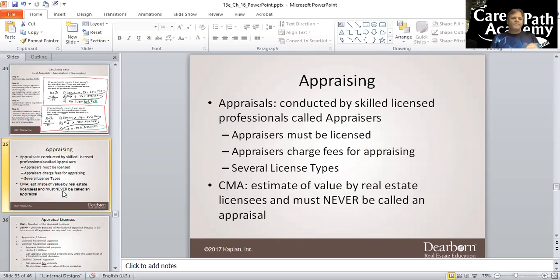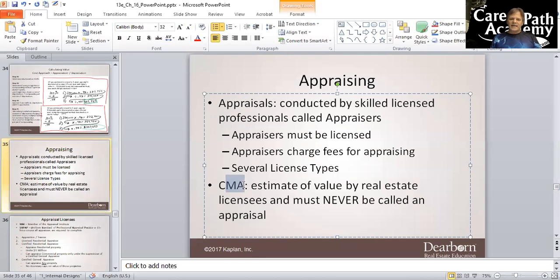All right. So appraising is the profession that's done by a licensed, unbiased professional. They're called an appraiser. Appraisers charge fees for their appraising, and there are several license types, which we're going to be getting into shortly, for appraisers. Real estate agents value properties by CMA.